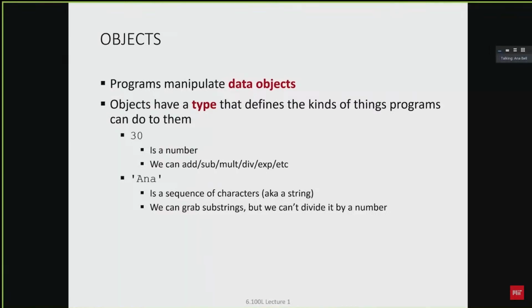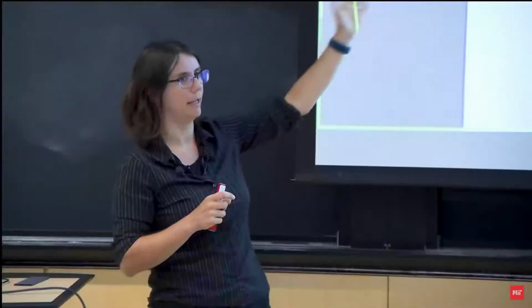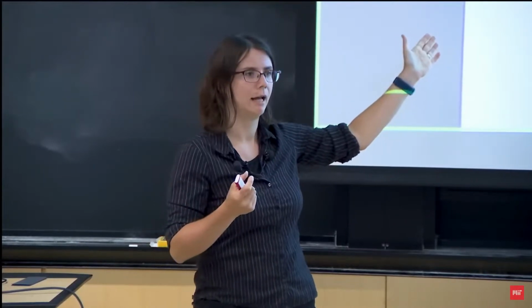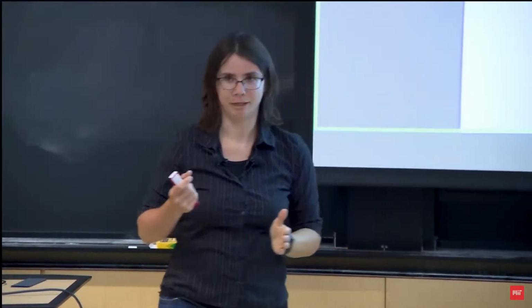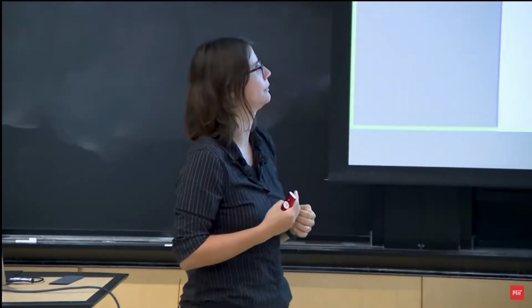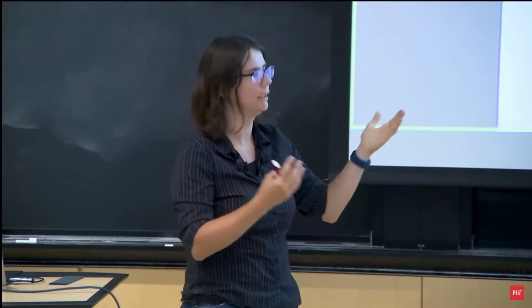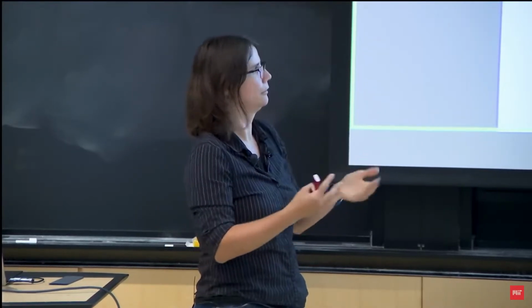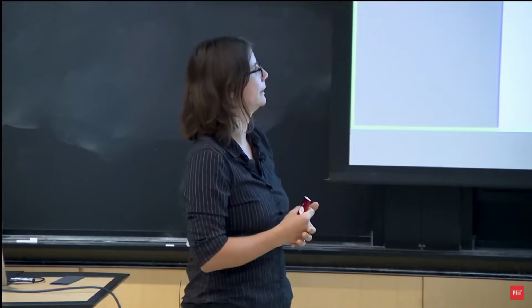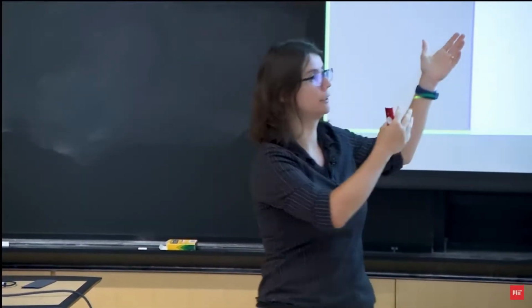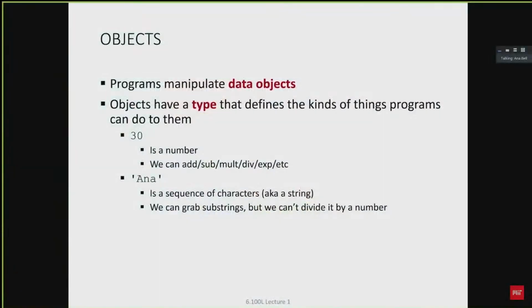The kinds of things I can do with this string are not the same kinds of things I'm allowed to do with a number, right? If I tried to take "Anna" and divide it by the sequence of characters "Bob", Python would complain very much, because you can't divide a string by another string. Similarly, I can't take "Anna" to some power, or multiply it by itself, things like that. But the kinds of things I am allowed to do on a sequence of characters are different than the kinds of things I'm allowed to do on a number.